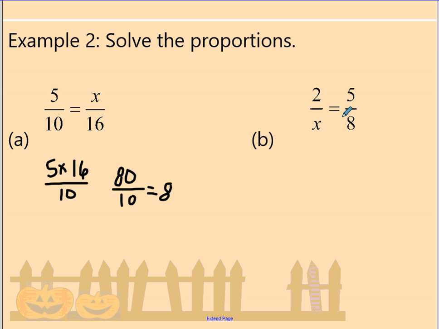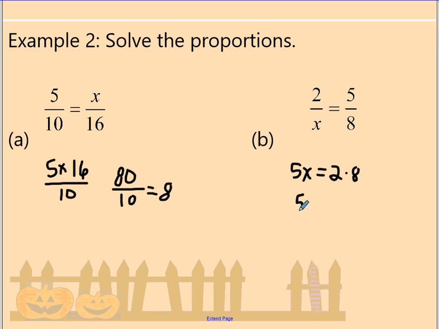Or I'm going to show you an algebraic way of doing it, just because when we get into more complicated problems later on in this video, you will understand what I'm talking about. So in this case, I'm just going to crisscross multiply. I'm going to do 5 times x. I'm going to write this out. 5 times x equals 2 times 8. And then I'm just going to solve.